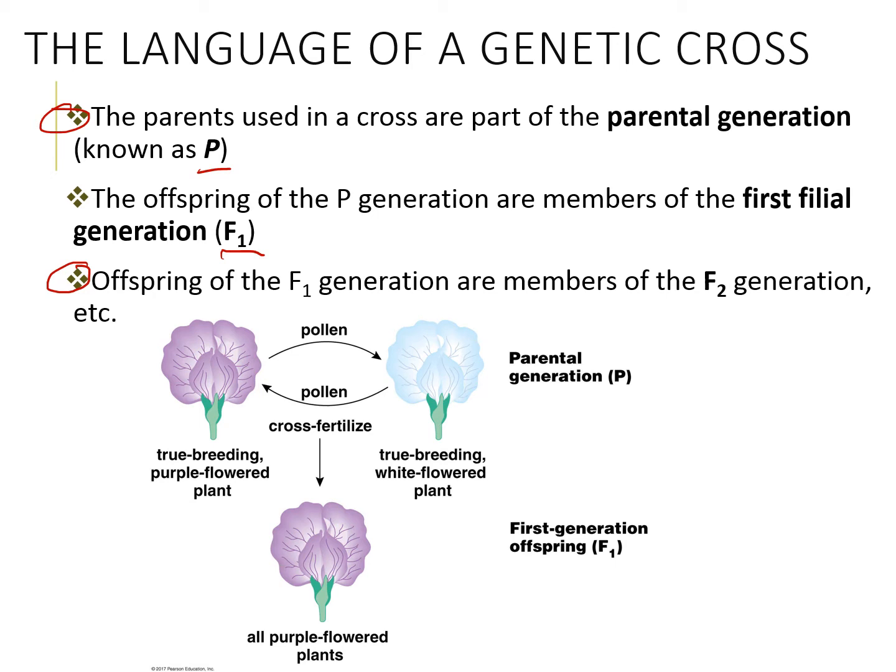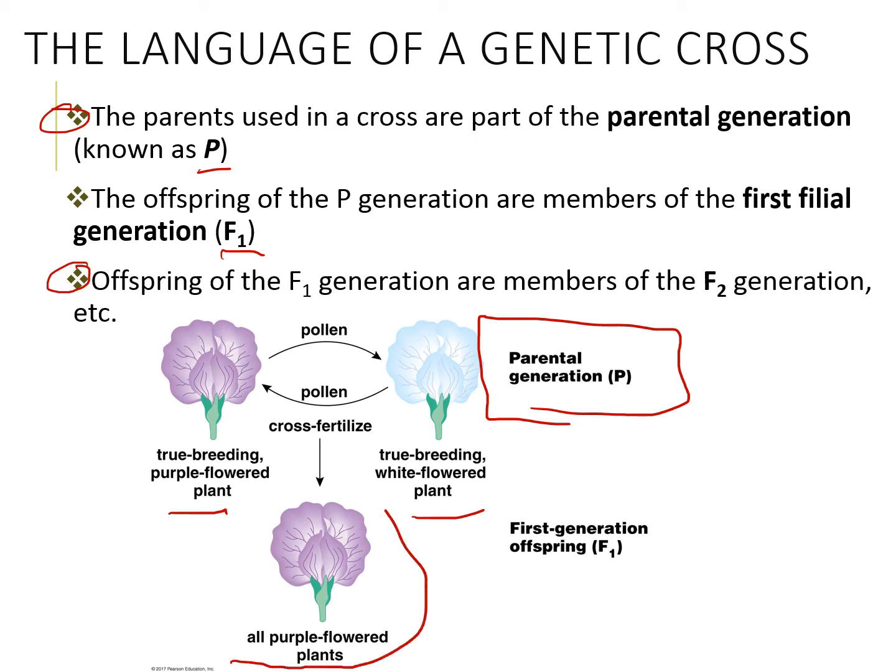So anyway, he basically chose two different traits of true breeding. So right here, true breeding purple with true breeding white, and he bred them. And from the parent generation, when white was bred with purple, the result was all of the offspring were purple flowered plants. And that's what we mean by dominant. So purple is dominant to white.